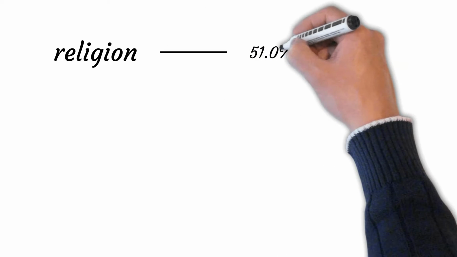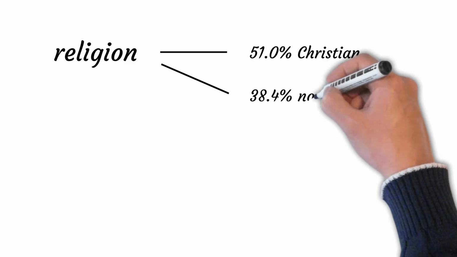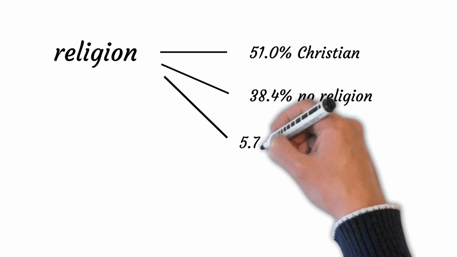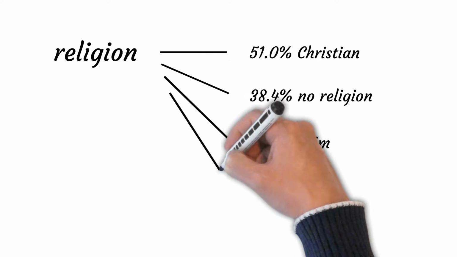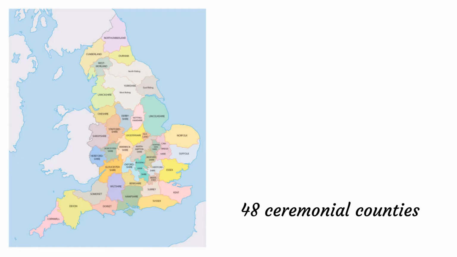An estimated 51.0% of the population reported their religion as Christian, making it the most prevalent religious group in England. The next most common responses were no religion by 38.4%, Muslim by 5.7% and Hindu by 1.7%. Overall, England is divided into 9 regions and 48 ceremonial counties, although these have only a limited role in public policy. For the purposes of local government, the country is divided into counties, districts and parishes.